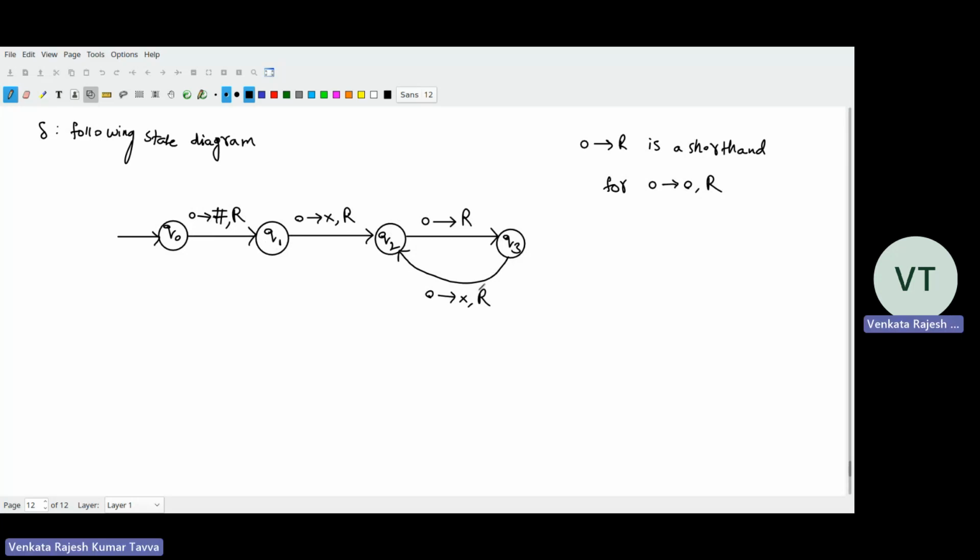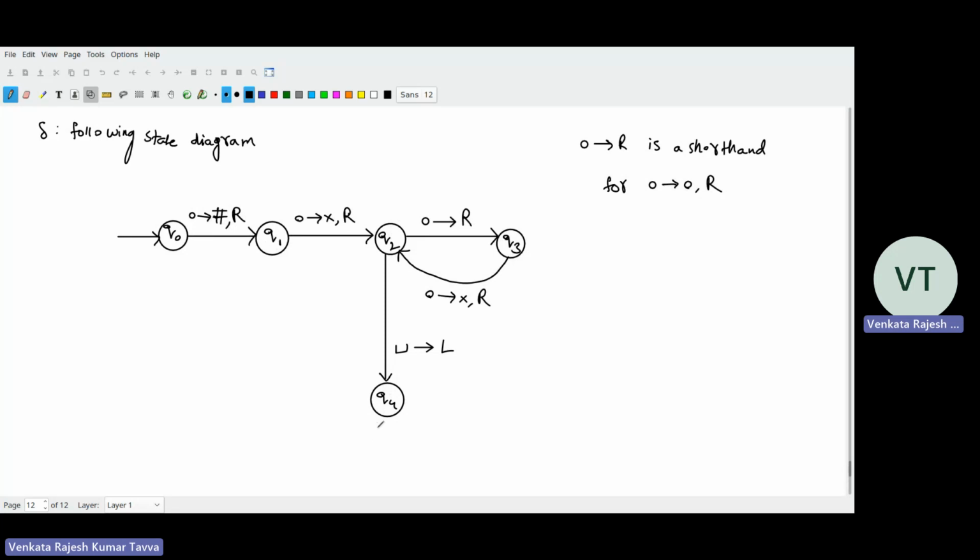All right. So when do you go left? When you have seen even number of zeros and you see a blank. So when you are in state Q2, that is you have seen even number of zeros so far, the last 0 will be crossed. And then you see a blank. Then you go one step left and you go to state Q4.